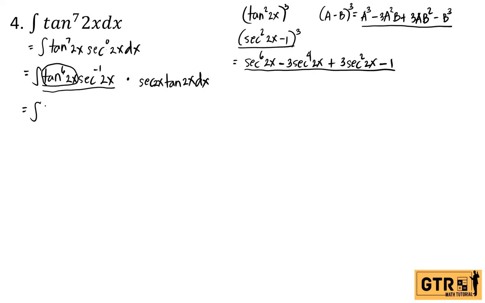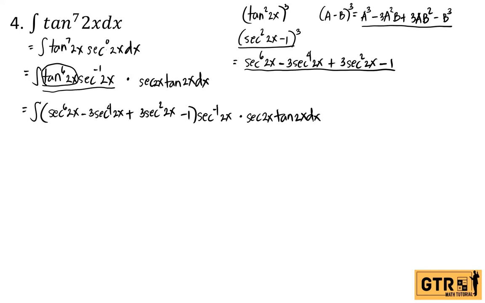So therefore, we have the integral of secant to the 6, 2x, minus 3 secant to the 4, 2x, plus 3 secant squared 2x, minus 1, multiplied to this, secant to the negative 1, 2x times secant 2x tangent 2x dx. Okay? So now, for the first three terms, secant to the 6 2x minus 3 secant to the 4 2x plus 3 secant squared 2x, we will just use the formula for u to the n du, because the derivative of secant is secant tangent. It is in the form integral of u to the n du.